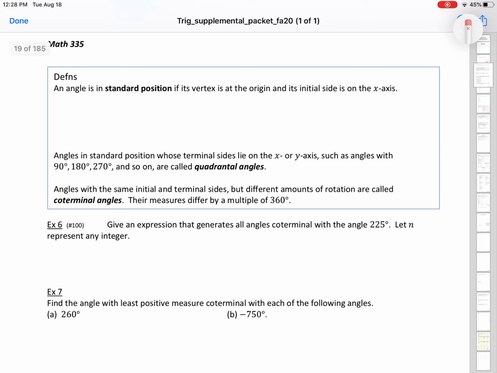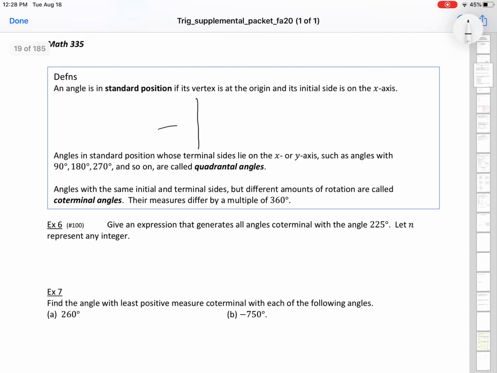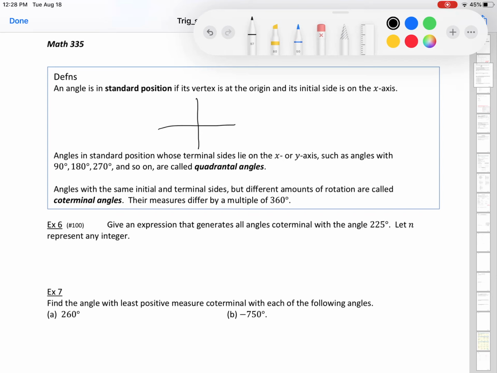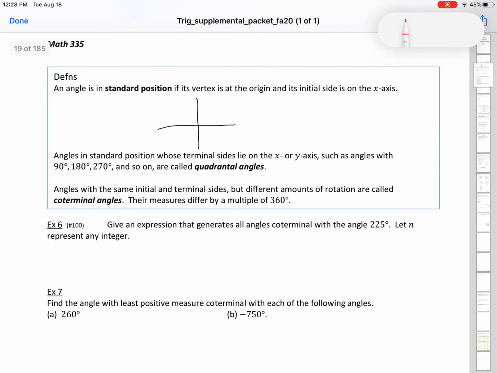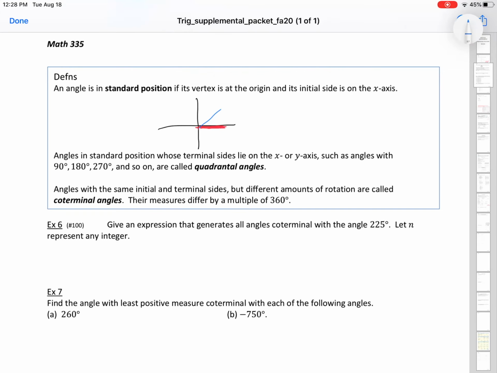An angle is in standard position if its vertex is at the origin and its initial side is on the x-axis. And so if I draw that, I'll use a black pen to draw a set of coordinate axes, and then I'll use the same red that they did earlier for the initial side. So we're talking about an angle in standard position if its initial side is on the x-axis. So an angle could be, let's suppose this is its terminal side. This is an angle theta in standard position, right, where that initial side is on the x-axis.